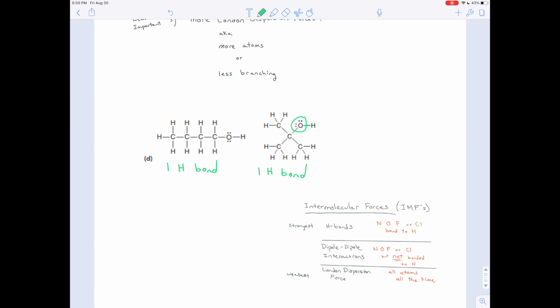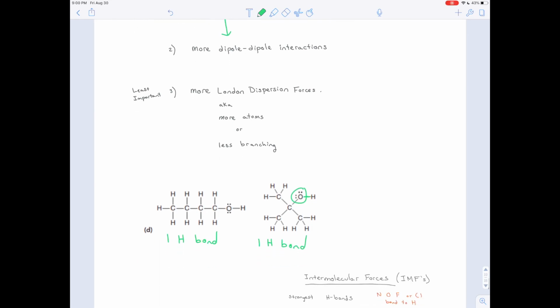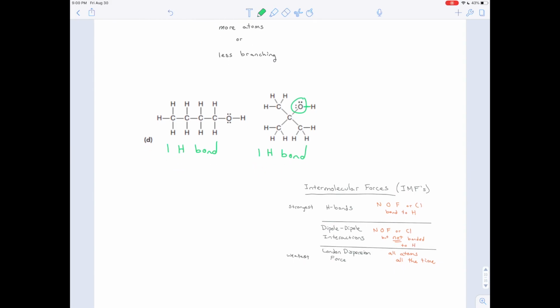Okay, so those tie. If they ever tie, you go to the next one down. Which molecule is capable of forming more dipole-dipole interactions? Well, when do you have a dipole-dipole interaction? You have it when you have nitrogen, oxygen, fluorine, or chlorine, but not bonded to hydrogen. And so on the left, we have an oxygen, and on one side, it is not bonded to hydrogen. So this molecule would be capable of forming 1 dipole-dipole interaction.